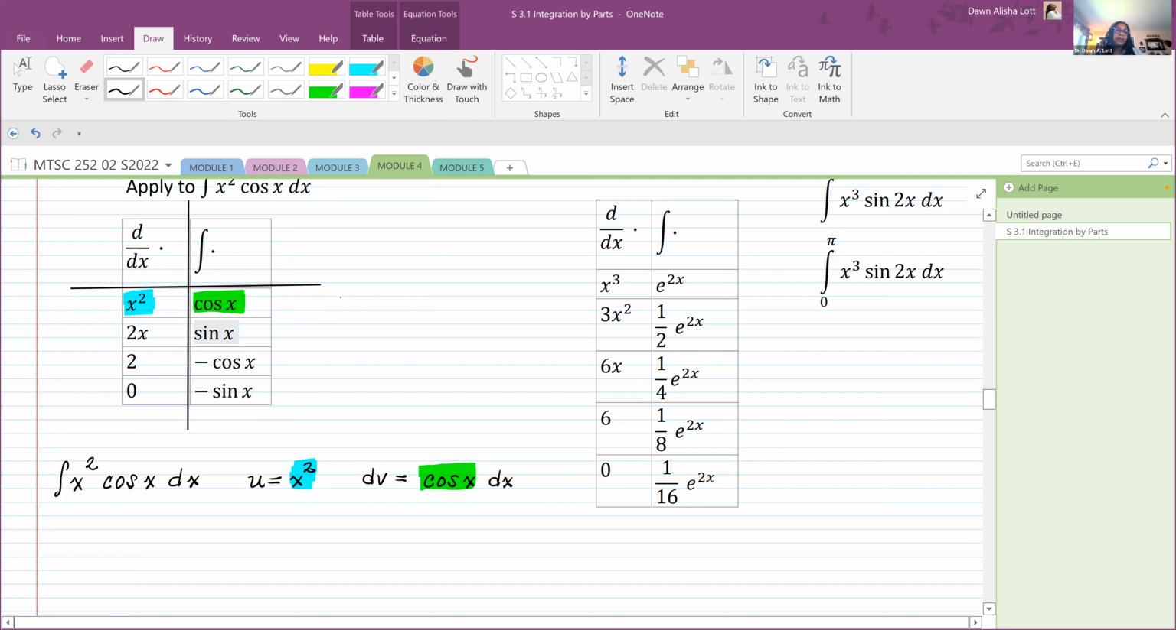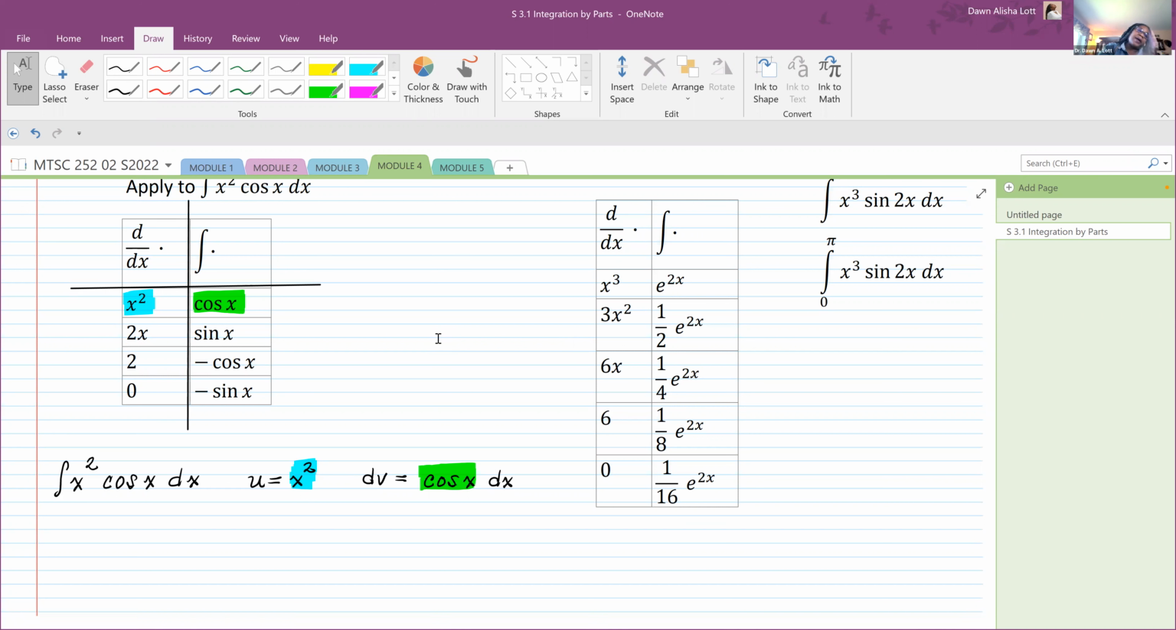On the right-hand side, we put in the dv function, which was cosine x. And now we integrate. That's why there's an integral sign on the right-hand side. So we're going to integrate the cosine. When you integrate cosine, you get sine. When you integrate sine, you get negative cosine. When you integrate negative cosine, you get negative sine. So I only need to go until I match that 0. Any questions so far?